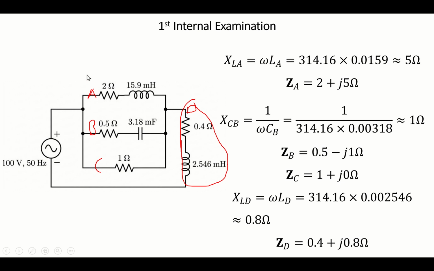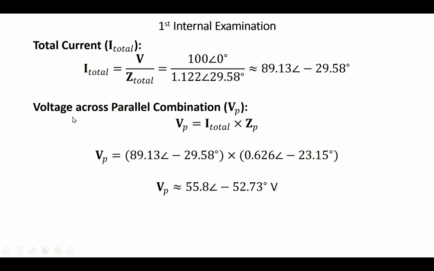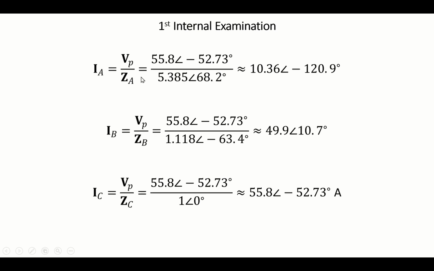Since we evaluated the equivalent impedance of these three branches, assume that the current from the source will be passing through the combined impedance of these three parallel branches, and thus the voltage across this parallel branch will be I total multiplied by ZP. So VP comes out as the voltage that appears across the three parallel branches, and the value is given here.